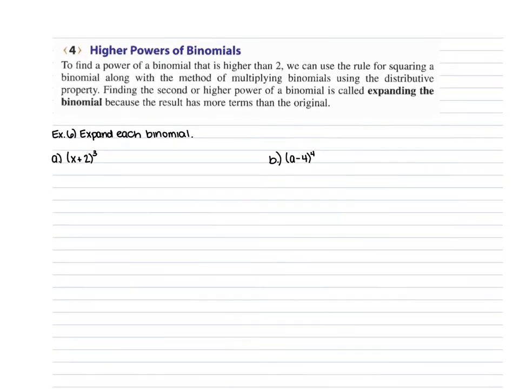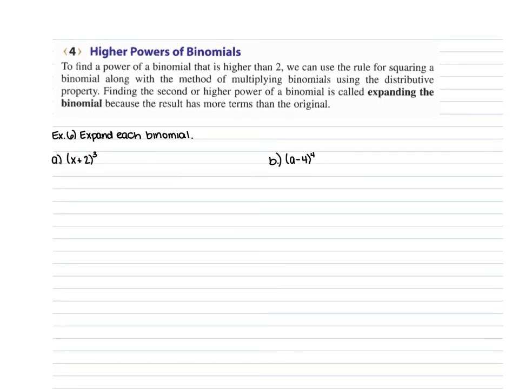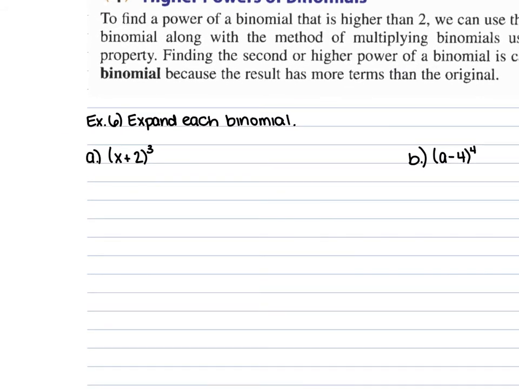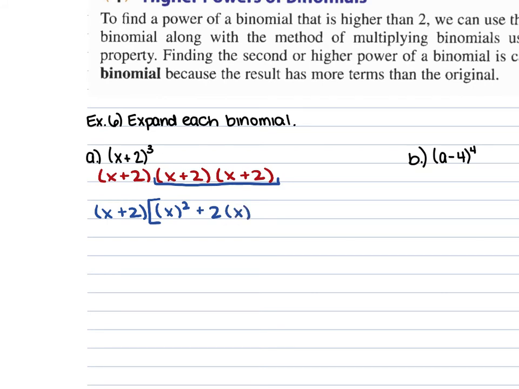So with example 6, we're just expanding each of the binomials that we see here. With these, your power is telling you how many times you multiply that binomial by itself. So like for example A, we have x plus 2 cubed. You have x plus 2 times x plus 2 times x plus 2. We can just FOIL and keep foiling, or we know that that x plus 2 times x plus 2 is going to give us that x squared plus 2 times x times 2 plus 2 squared.